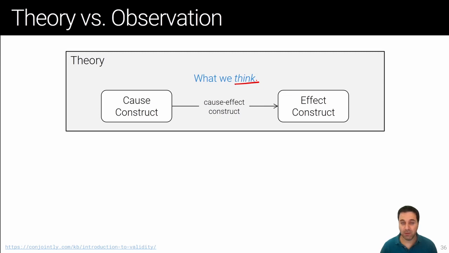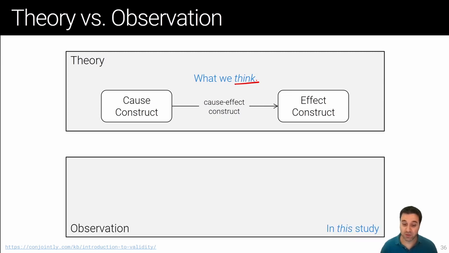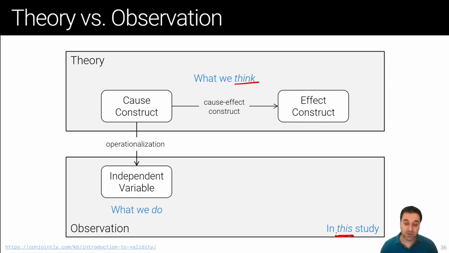And then when we carry out a study, we go into the land of observation. So we start collecting data about this theory we have, about this hypothesis, and we carry out one study. So the first thing we do is what we call operationalization. We think about how we are going to measure the concepts of interest. We operationalize the cause construct, and then we come up with independent variables. This is essentially what we do.